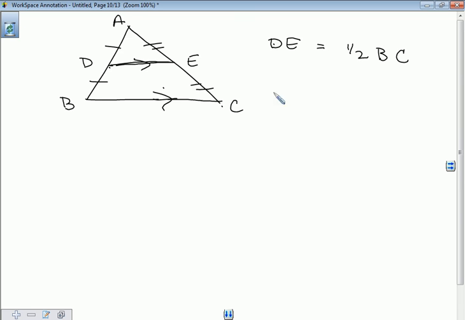Okay, then we did midsegment. Do you guys remember midsegment? Partially. Okay, good. It just kind of makes sense. If we go to the midpoint of one side and the midpoint of the other, the segment is parallel to the base, and then this DE is 1/2 the BC.